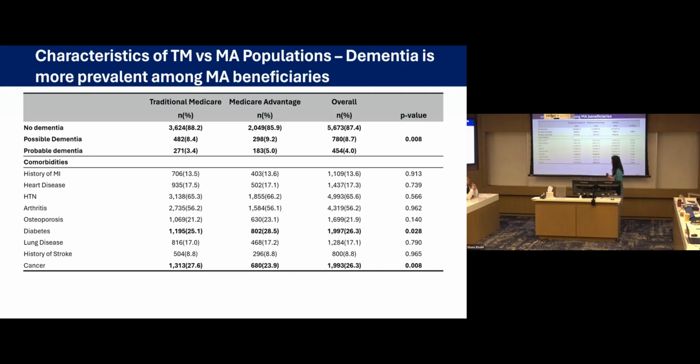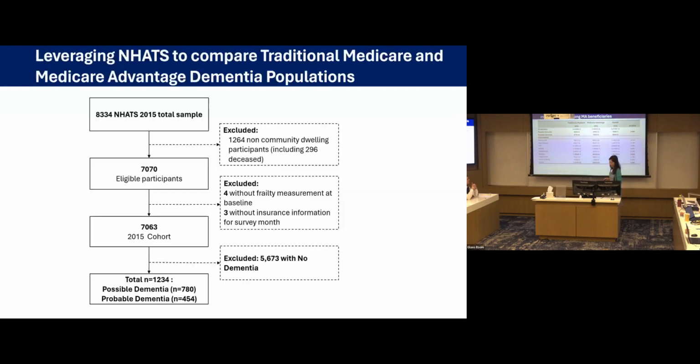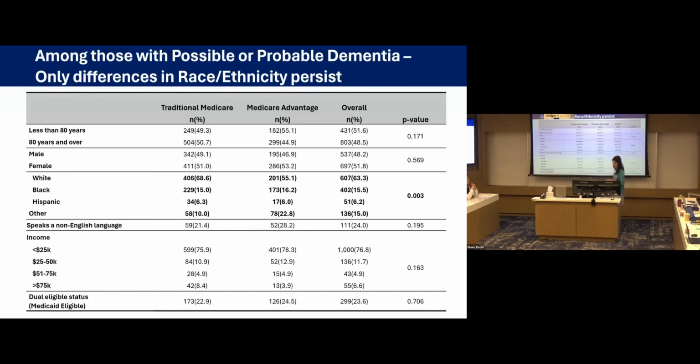So thinking a little bit more on this dementia population now, and kind of zooming in on just the population of possible or probable dementia, what we then did is we tried to see, well, do these disparities in racial and ethnic identities still persist? Do income disparities still persist? Granted, we're looking at a smaller sample size now. Interestingly, the racial and ethnic differences do still persist.